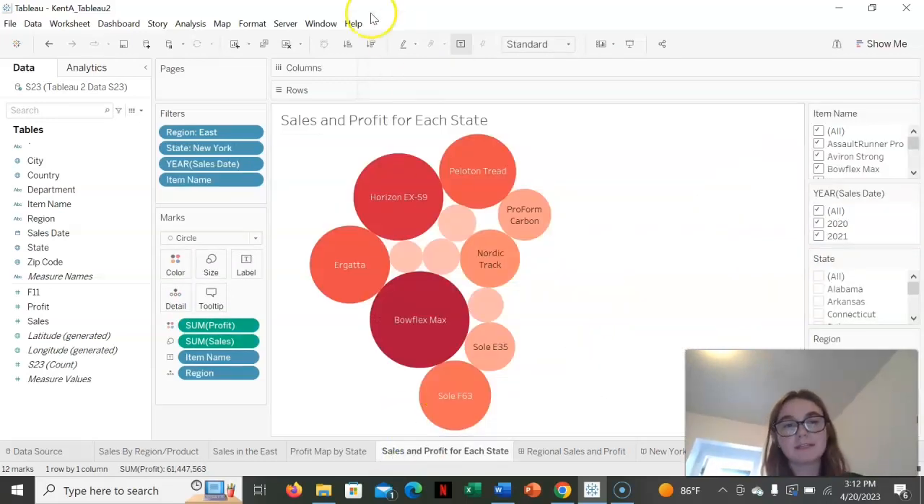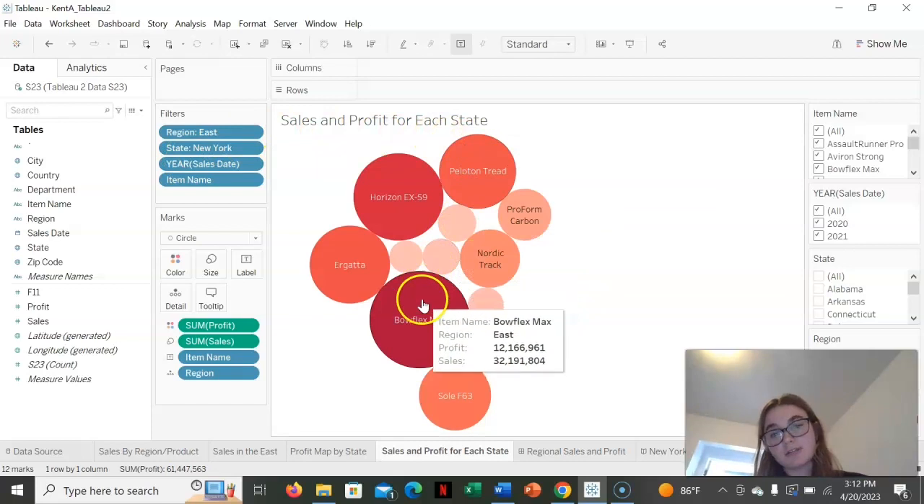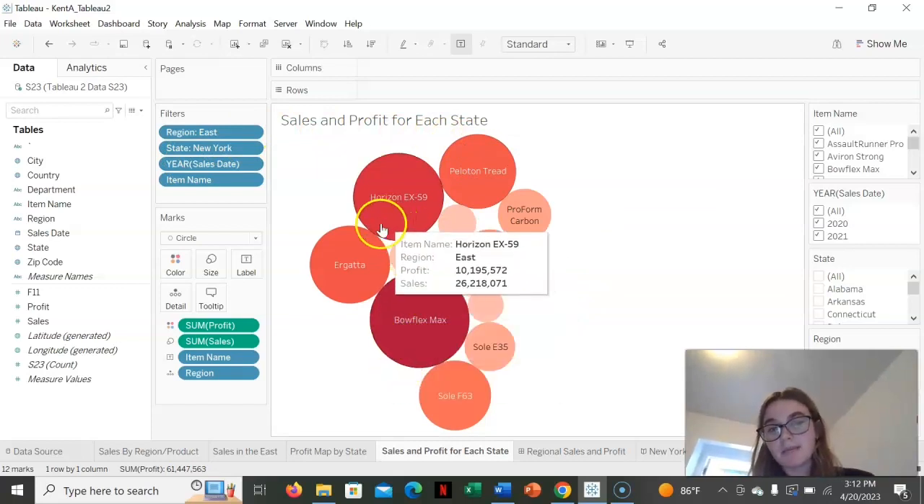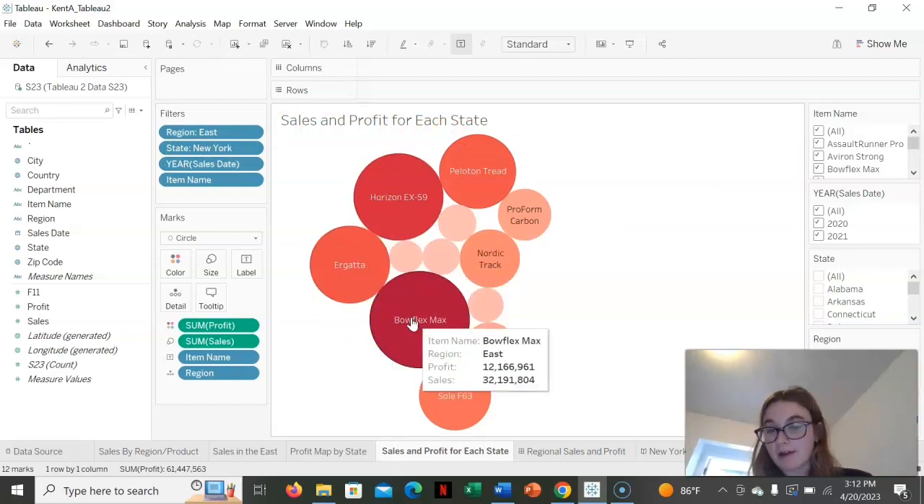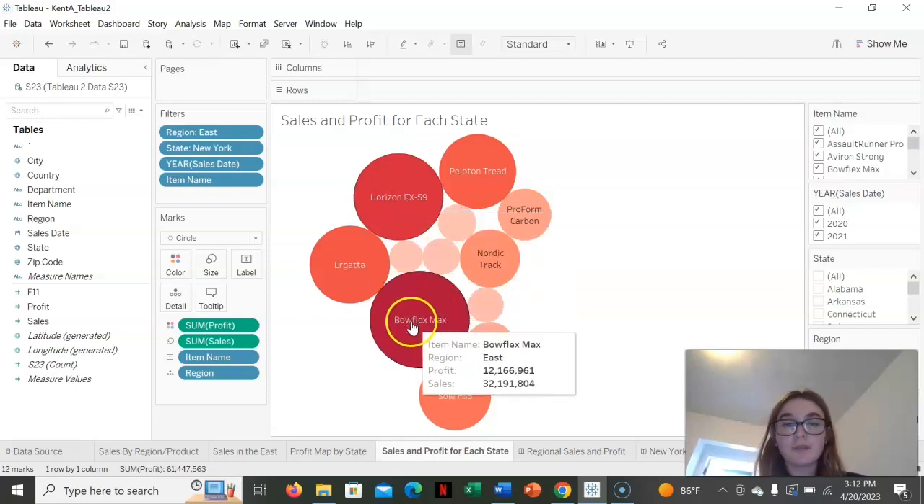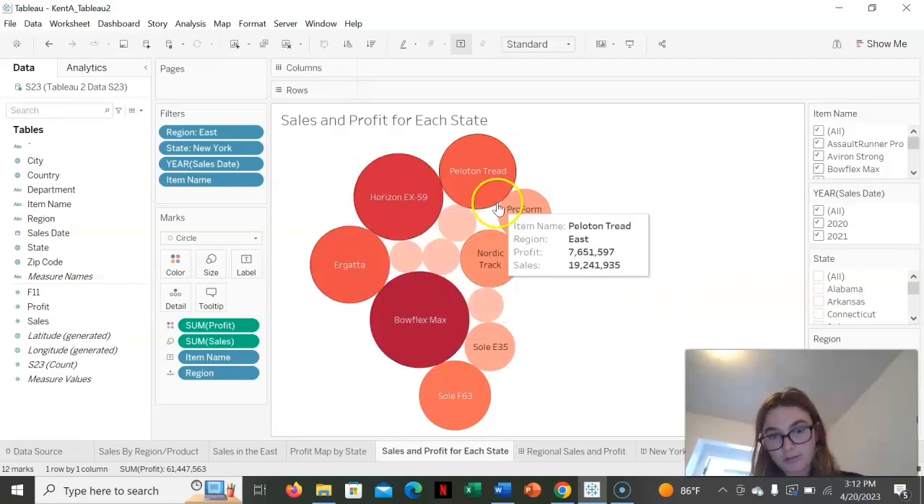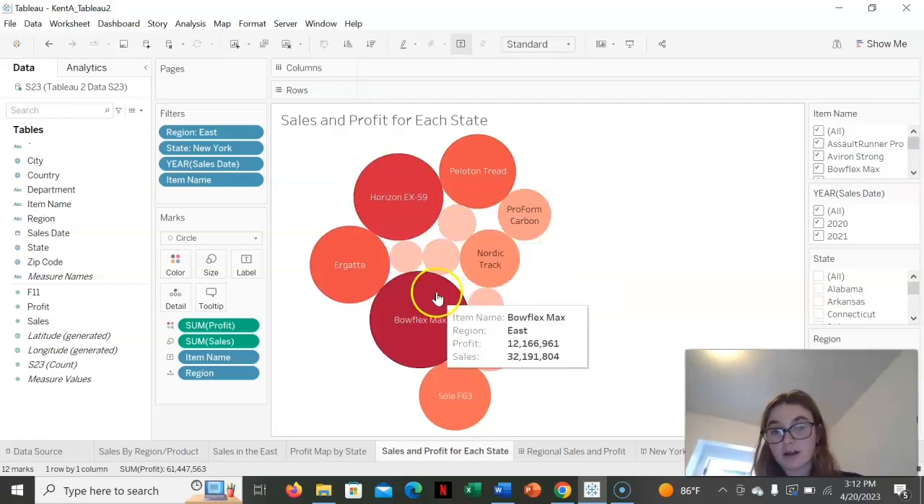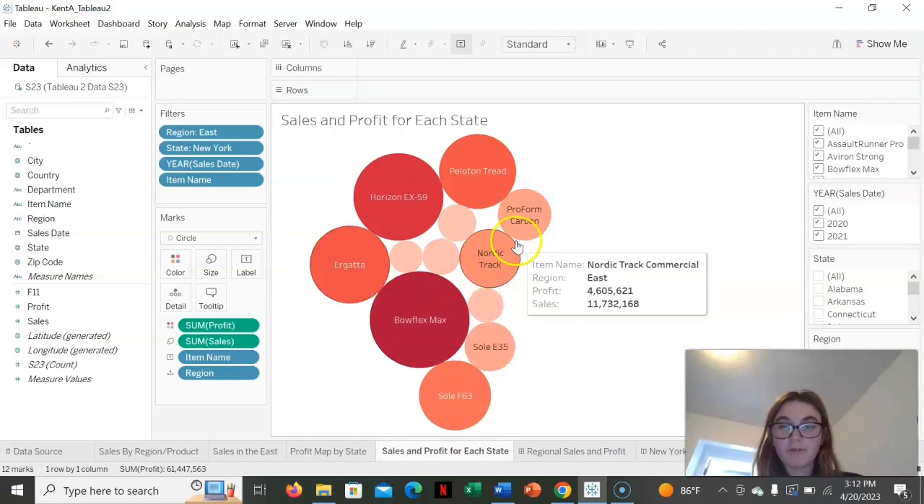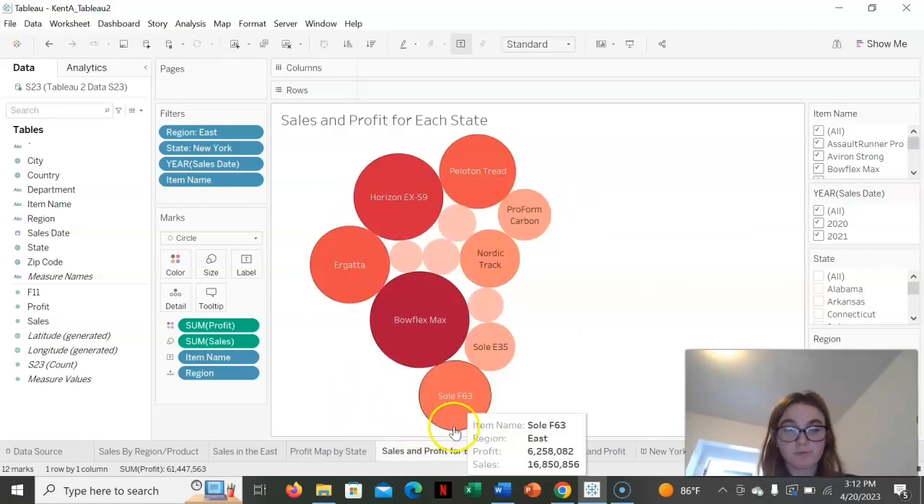And so moving on, this is the different items for New York, because that was the one that sparked my interest, and you can see the darker regions, meaning that they have higher sales and profits. And so Bowflex Max, as we've seen before, has the highest, and it also has the largest circle compared to these other circles, and it is the darkest in coloring. So the Bowflex Max was the highest product, most selling product.